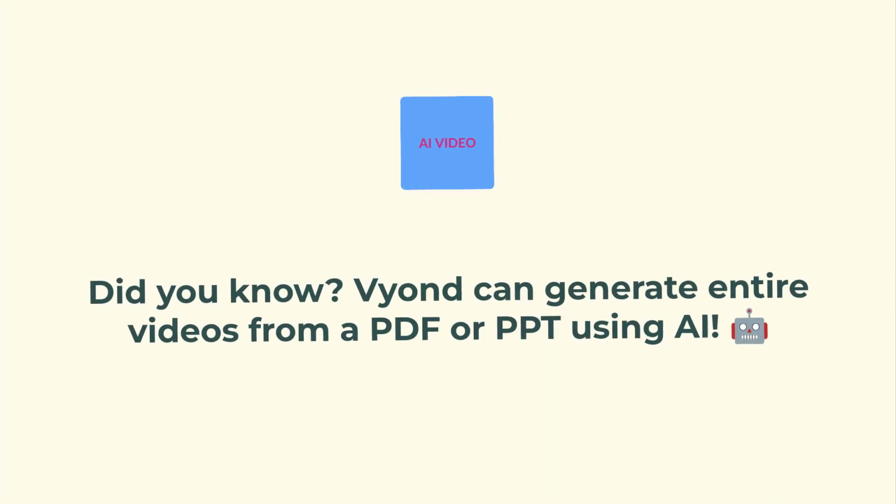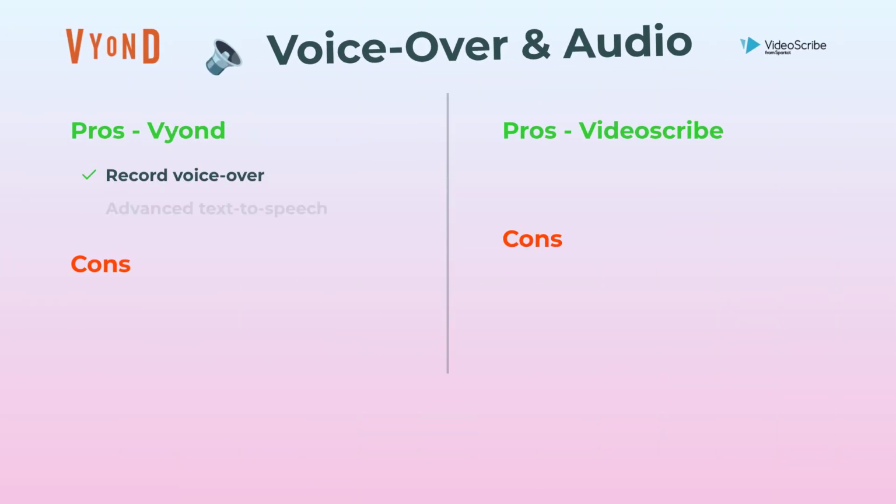Oh, and here's something cool. Did you actually know Vyond can create a whole video for you from just a PDF or PowerPoint file using AI? Like, just upload and watch it build. That's pretty wild, and kind of a time saver if you ask me. On to voiceover and audio.